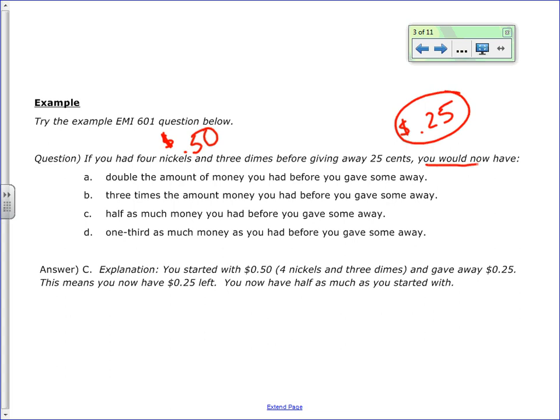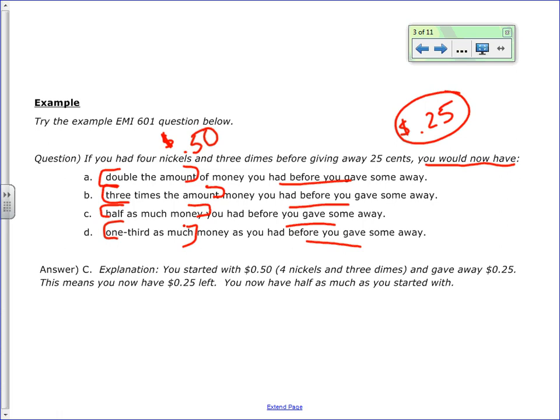So now it's saying you would now have, and you have to make the statement true. Double the amount of money you had before you gave some away, 3 times the amount of money you had before you gave some away, half as much money as you had before you gave some away, or 1/3 as much money as you had before you gave some away. A pattern you'll recognize here is that the beginning of each of these choices is different: double the amount, 3 times the amount, half the amount, or 1/3 of the amount. But you'll notice the second half of these are all exactly the same thing. So if you could just figure out what the second half is, this question becomes really easy.